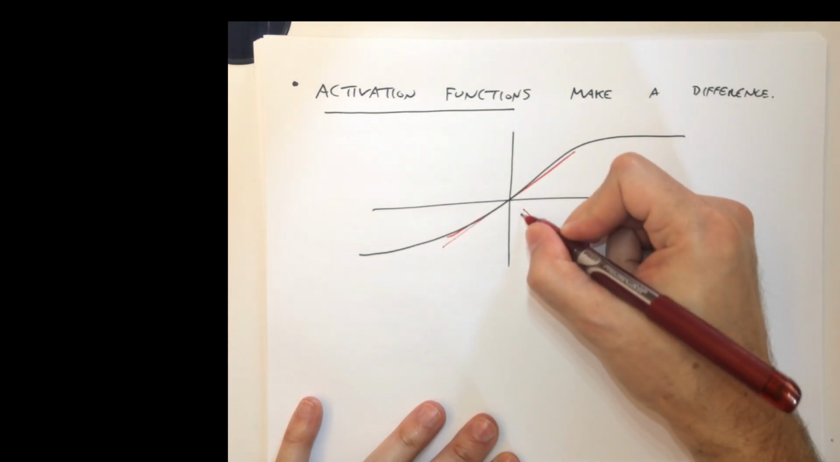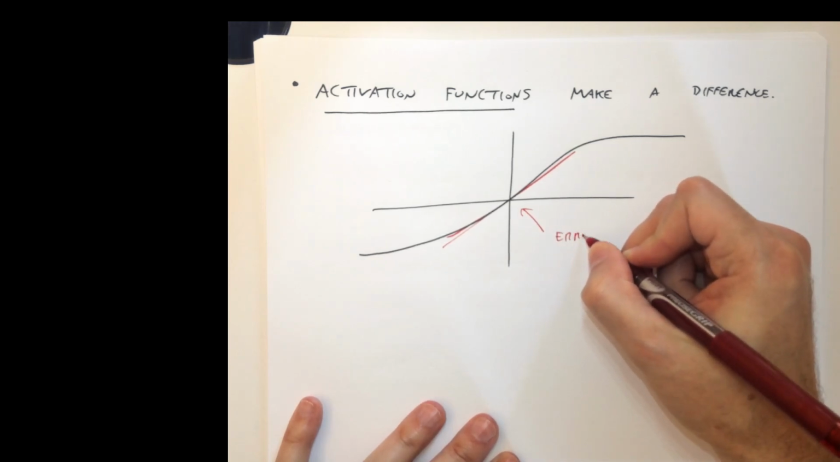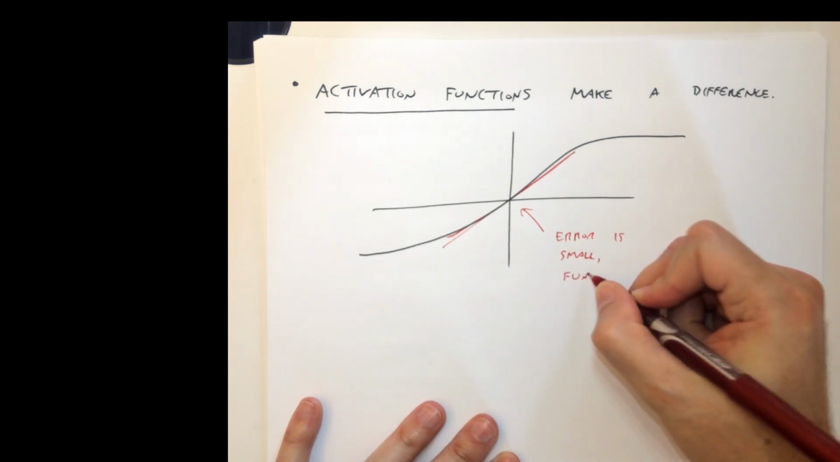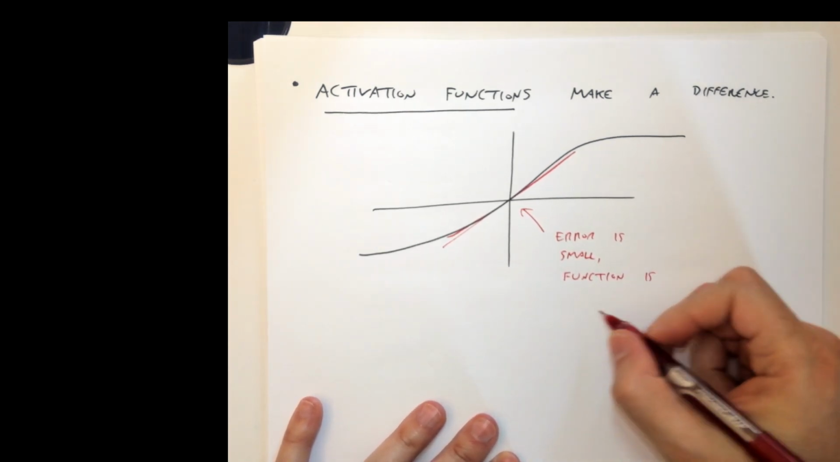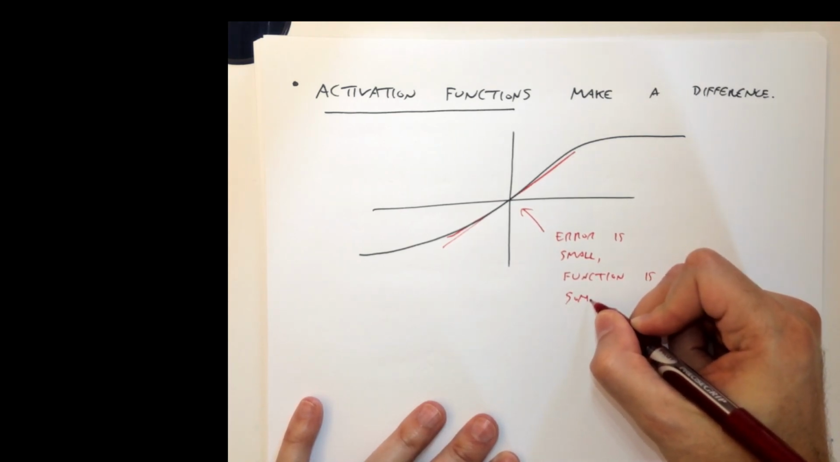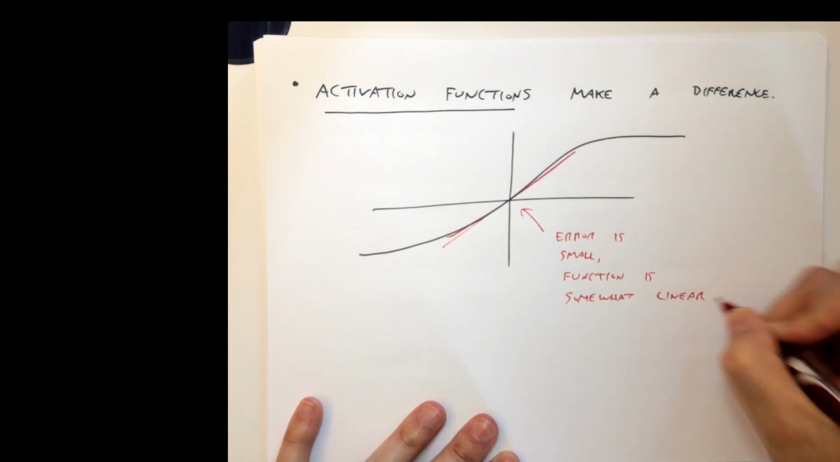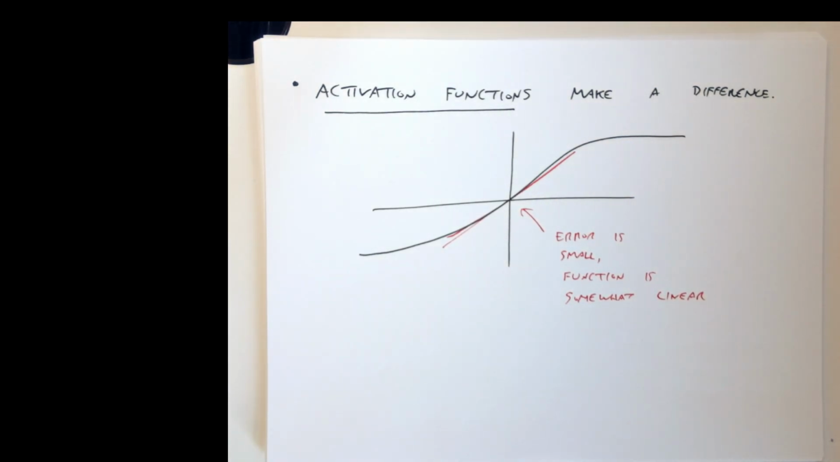right? So when the error is kind of close to 0, the function is basically linear, right? That's like saying that when I'm kind of close to the answer, then what the activation function is doing is more or less not doing anything super nonlinear at all. It's just kind of like proportional to the magnitude of the error.